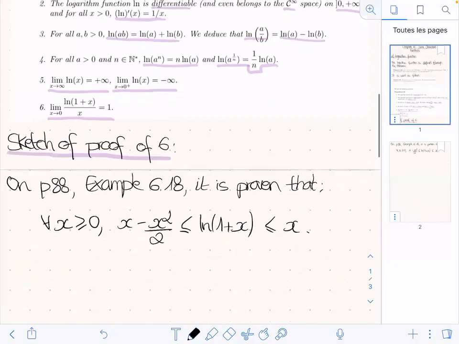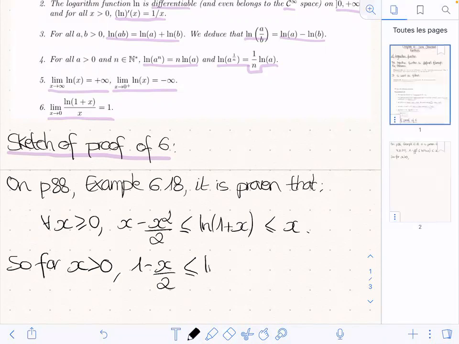So, in particular, if we take x strictly positive, we want to basically exclude 0 because we're going to divide by x. We have 1 minus x over 2 smaller than logarithm of 1 plus x over x, smaller than 1. Okay, so if we divide by x, we have the following bounds. And this should give you an idea of how we get the limit result.